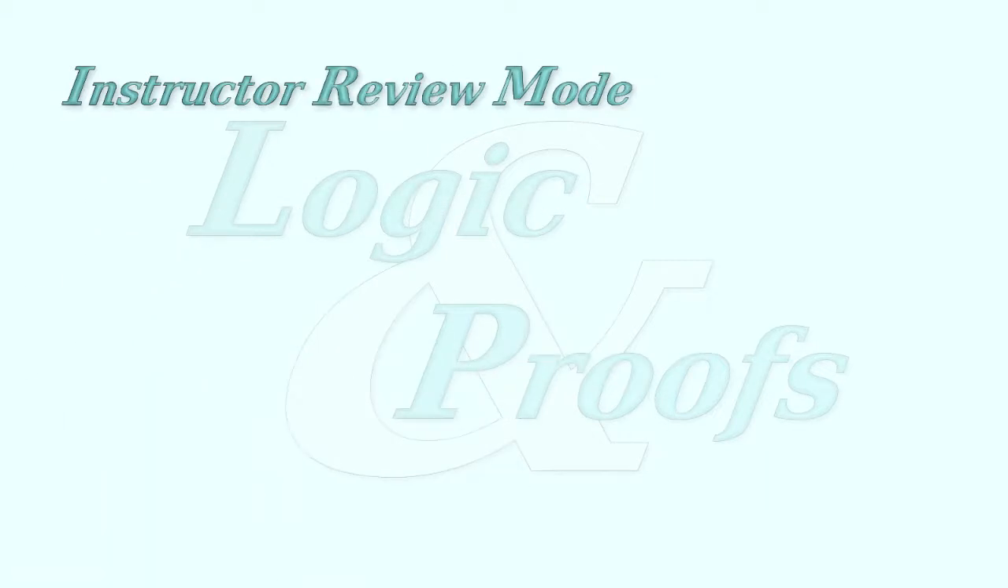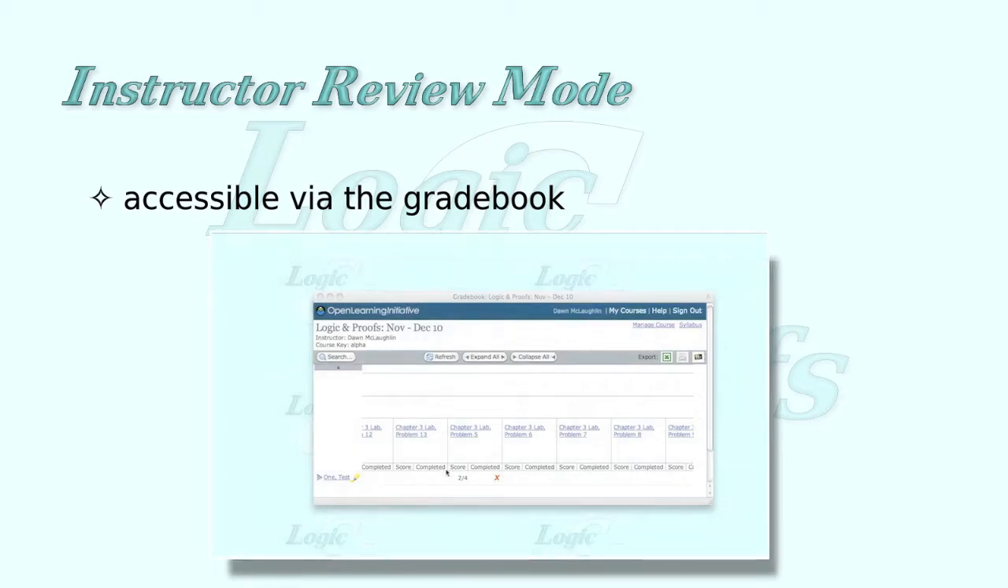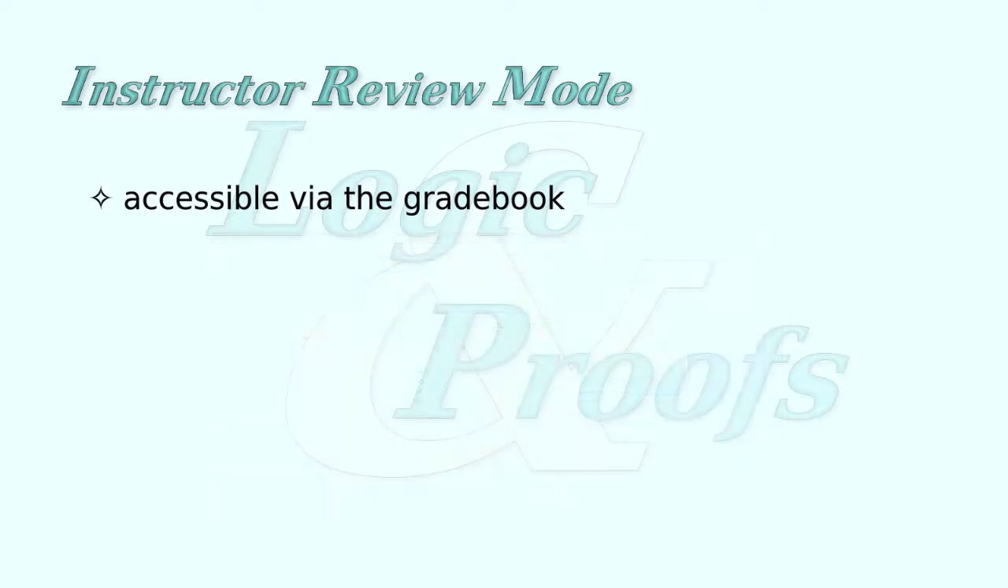Both labs have an instructor review mode that allows instructors to review student work. To access the review mode, the instructor needs only to click on the score for a problem in the gradebook. The first click brings up detailed information for the item, and a second click launches the problem in the lab.